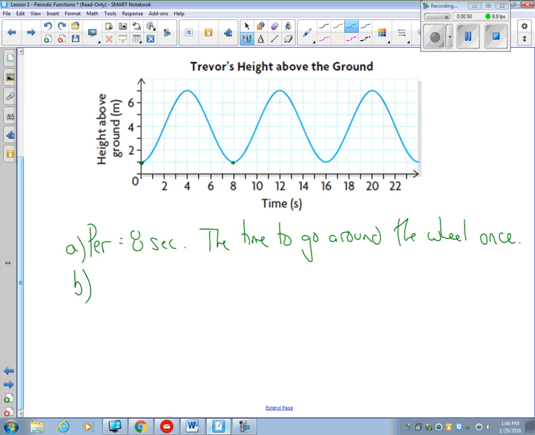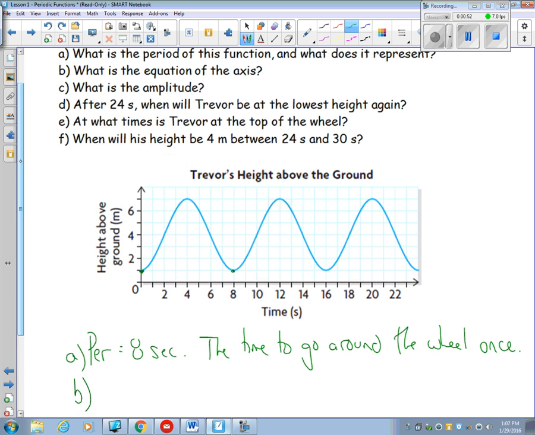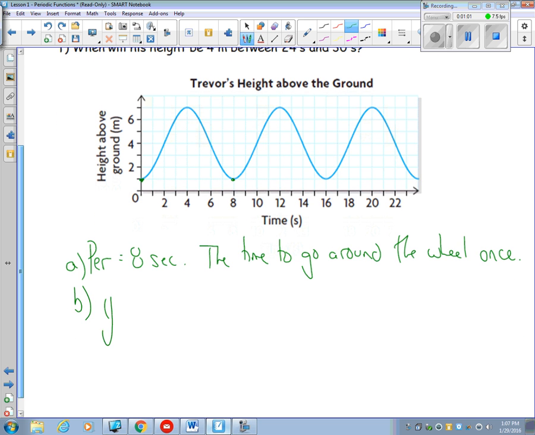Okay, part B. What is the equation of the axis? It doesn't say the word central in there, but we always assume that the equation of the axis means the central axis. Okay, so my central axis is y equals my max. I look at my graph. My max would be 7 plus my min, that's 1, divided by 2. So we get 8 over 2, which is 4. And it doesn't ask us for it, but that would be our average height, right? Or if you think about it on a wheel, that'd be where the center of the wheel would be mounted, right? The halfway point on that wheel.